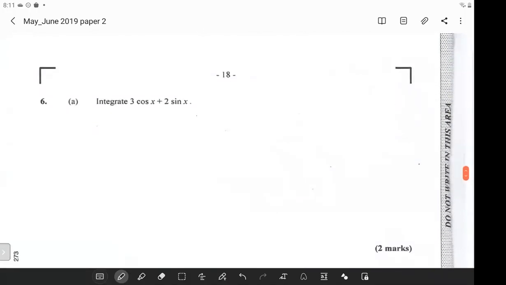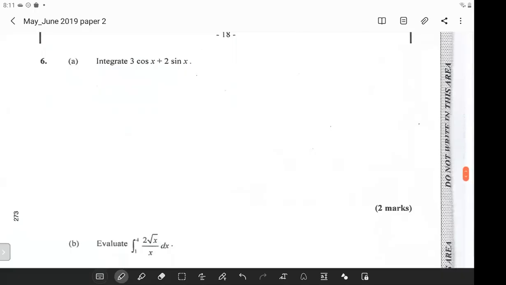Number 6, integrate 3 cosine x plus 2 sine x. So we have the integral of 3 cosine x plus 2 sine x dx. Now the thing is with this level, I don't like that they tell us integrate, but they did not tell us with respect to what. So we'd have to assume that it is with respect to x, but that is not necessarily the case. Anyhow, let's continue.